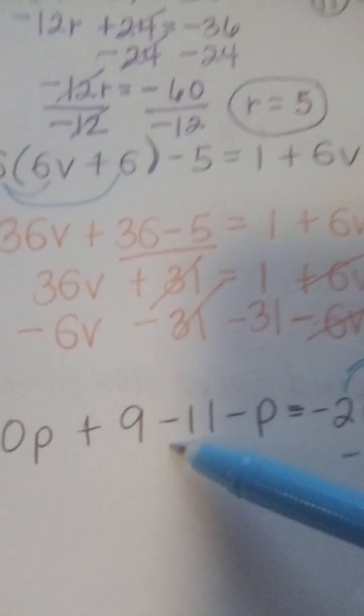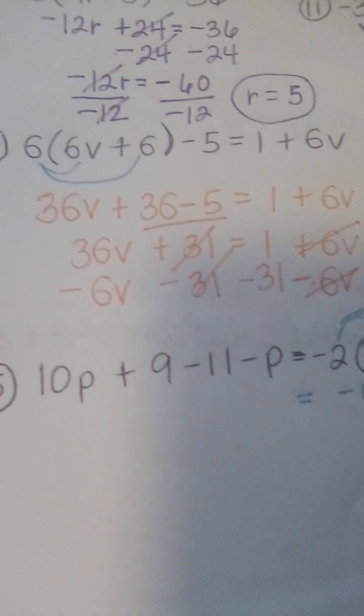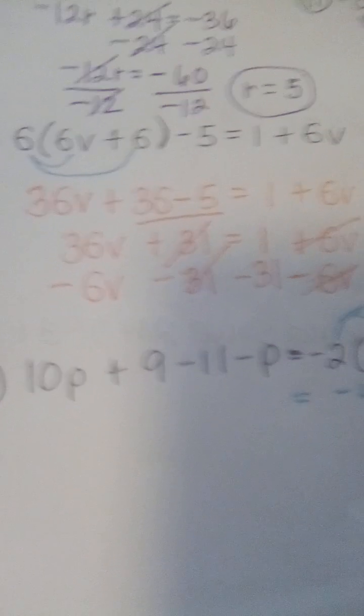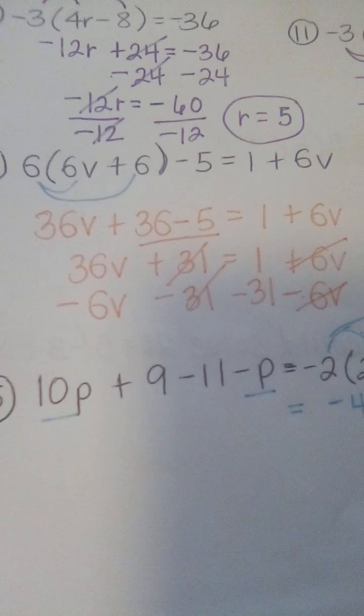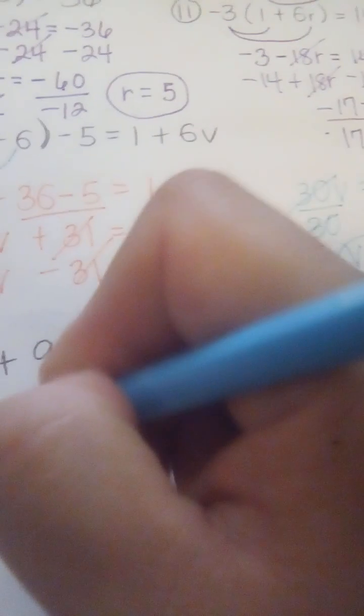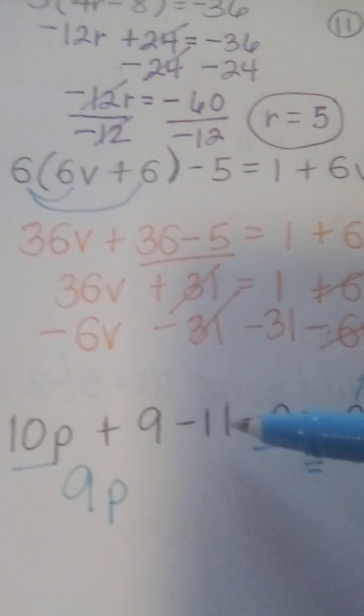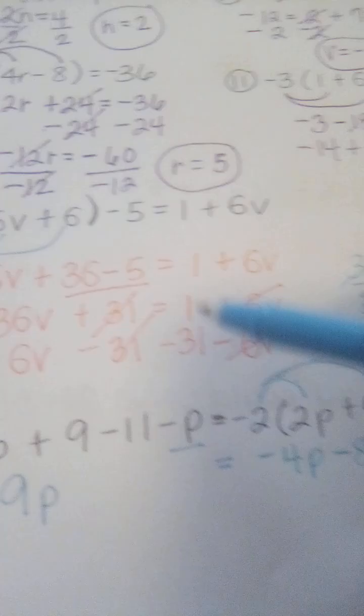All right. Let's go to the left side. I'm going to write down everything down here. Let's combine like terms first. We had the p's, right? 10p minus p. What's 10 minus 1? 9p. Very good. Then we have 9 minus 11. That gives us negative 2. All right. We got that down.